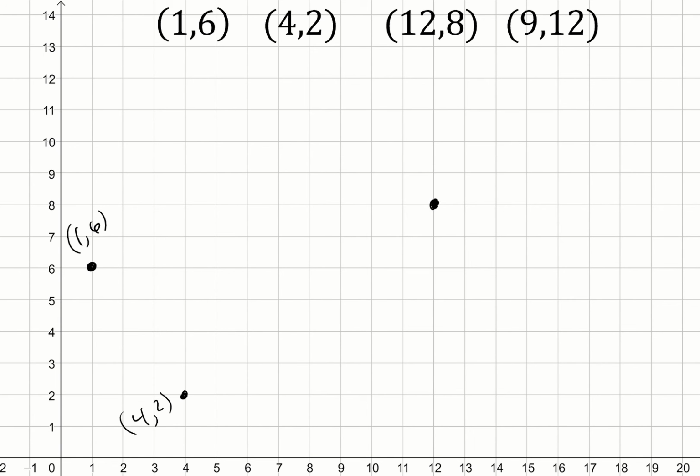That does not look like I'm hitting the right spot there. 12, 8. Okay. 12, comma 8. And the last point I have here is 9, comma 12. So 9, and then I have to go up and hit the 12. Okay. So just looking at this, it appears to be a quadrilateral.